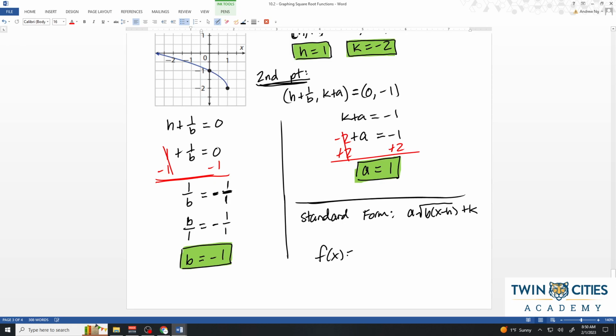f of x equals, a is 1 times the square root, b is negative 1 times the quantity x minus h, x minus 1. Then on the outside, plus k, so plus negative 2. I can just say that's minus 2. f of x equals 1 times the square root of negative 1 times the quantity x minus 1, minus 2. From there, you could simplify a little bit, but I'm also okay with this.